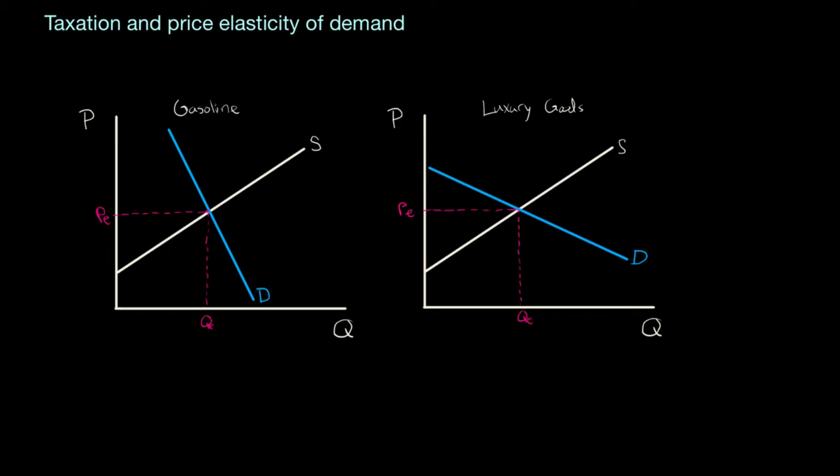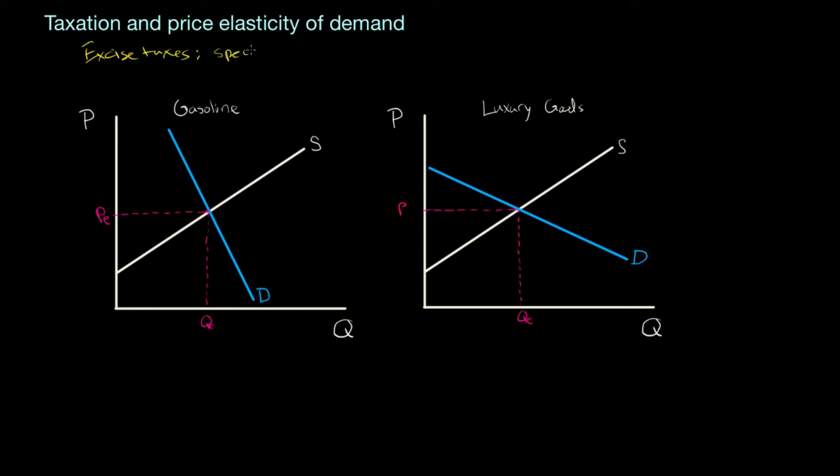In this video, we're going to learn how the relative price elasticity of demand for different goods affects the way a tax on that good will affect producers, consumers, and the government, which is trying to raise revenue through the taxation of different goods. We're talking about taxes on particular goods and services known as excise taxes.